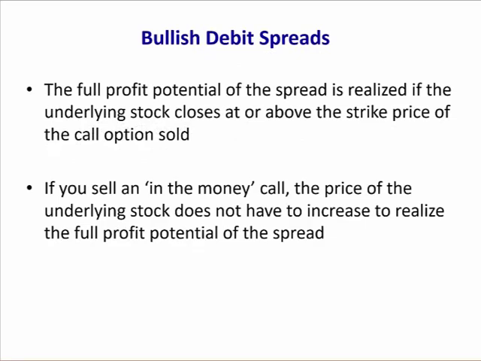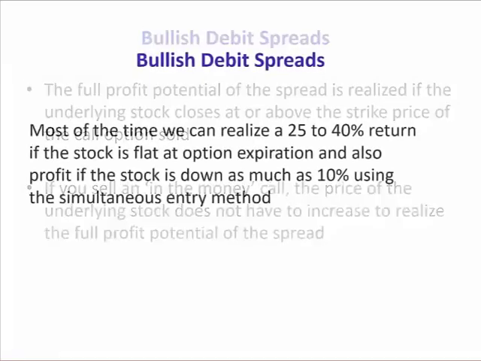and the full profit potential of the spread is realized if the underlying stock closes at or above the strike price of the call option that was sold. So if you sell an in-the-money call, the price of the underlying stock does not have to increase to realize the full profit potential of the spread trade. So the stock could be flat and you could still realize the full profit potential.